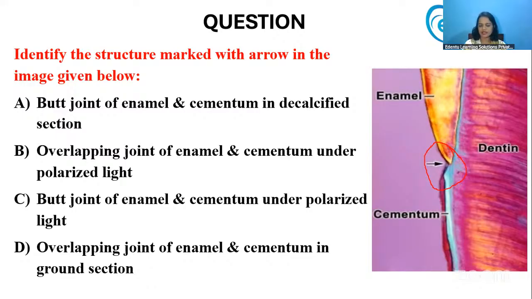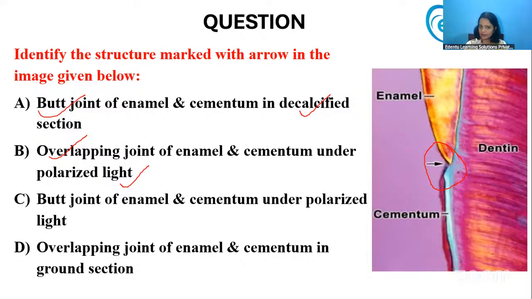Is it the butt joint or the overlapping joint, or is it a decalcified section, or is it under polarized light? These are the confusing types of options that you can get in the NEET MDS exams. Is it the butt joint, or is it a decalcified section?